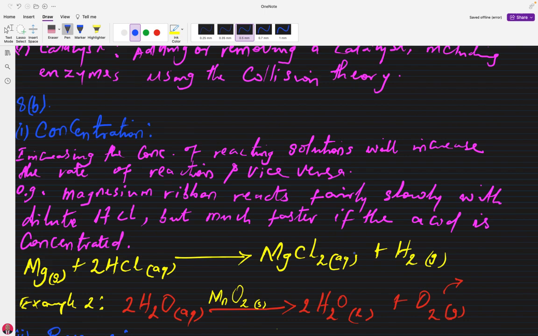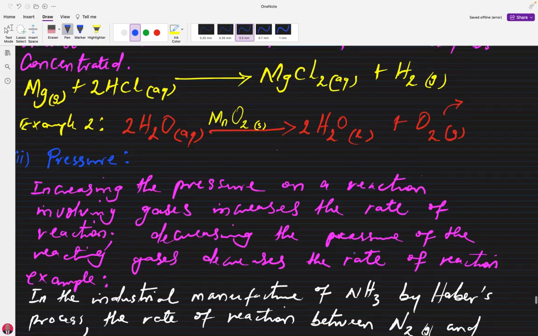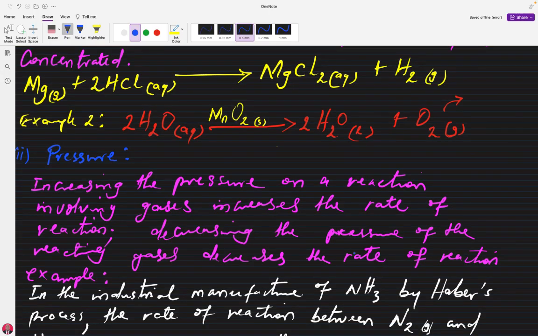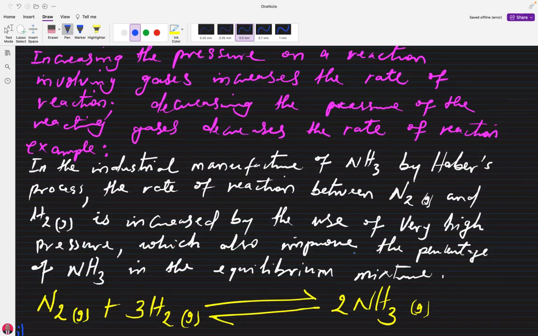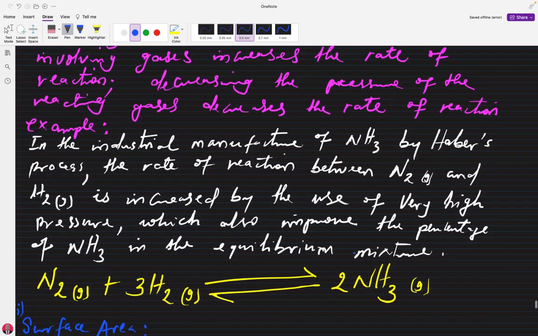Then we went further again on pressure. Pressure affects only gaseous reactions. In this case, increasing the pressure on a reaction involving gases will increase the rate of reaction, and decreasing the pressure of the reacting gases will also decrease the rate of reaction. I was giving the case of hydrogen and nitrogen in the Haber process. I gave an example.